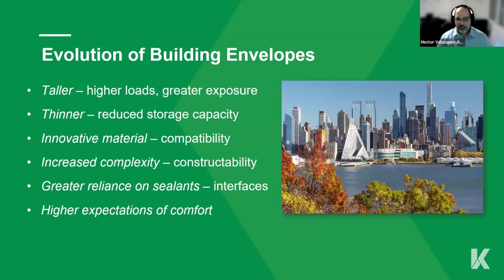So, the evolution of building envelopes. Taller buildings have greater exposure when you have high buildings. In Florida, we do not have such high buildings, except maybe in the Miami area more than anything. Thinner envelopes, reduced storage capacity, innovative materials with compatibility issues, increased complexity and constructability when you have a taller building, greater reliance on sealants and interfaces, and then higher expectations of comfort. Those are the typical buildings, and when you get your unit, that is what is protecting you. That is what is involved in your building.